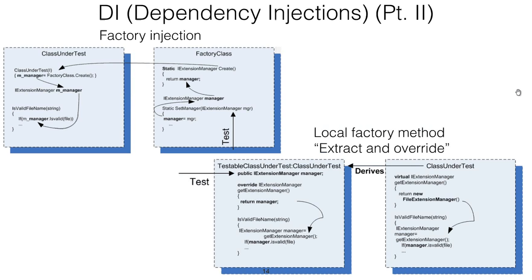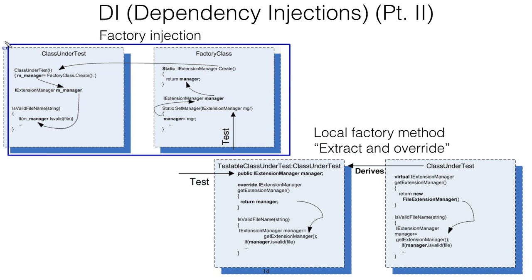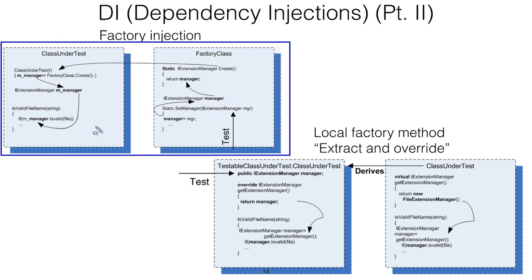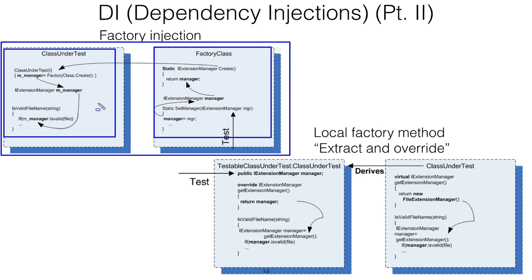Also, dependencies could be provided with a factory in the injection. It's our third example. We have our class under test, and also we have some factory class. In our class under test, we call the factory method create and take our dependency called manager, set it as a field of our class, and then in the method isValidFileName, we just use it.